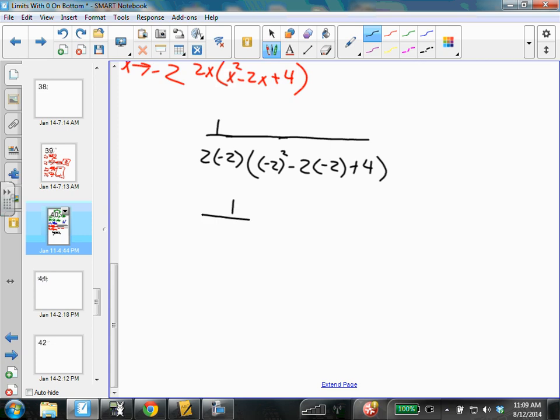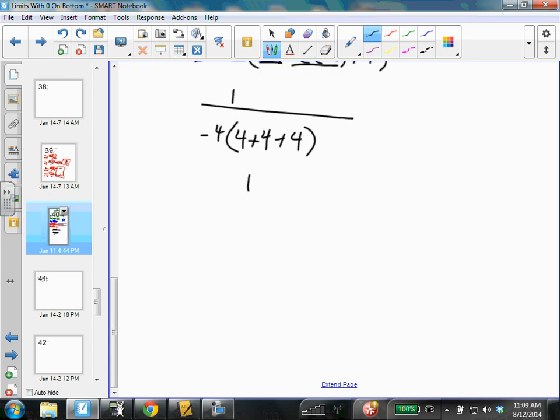So I have 1 over, I'm going to go ahead and multiply those together on the outside. That's negative 4. And then here is negative 2 squared, and that makes positive 4. Yeah, this right here is going to end up being plus 4. And then that right there is plus 4. So I have 1 over negative 4 times 4 plus 4 plus 4, which is 12. And so 1 over negative 4 times 12, negative 48.